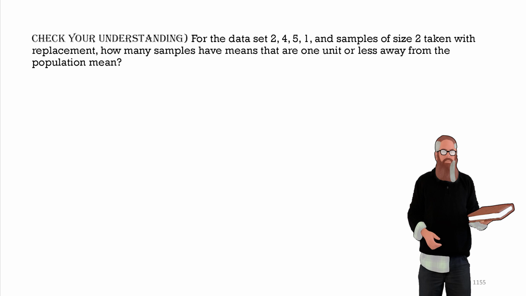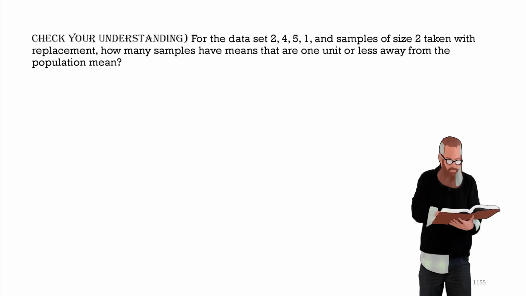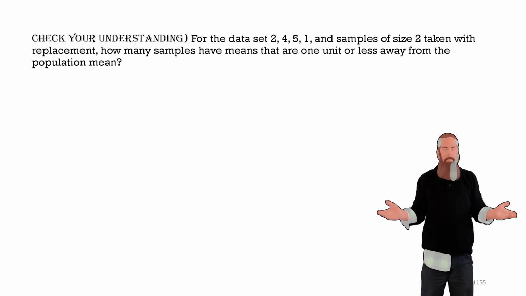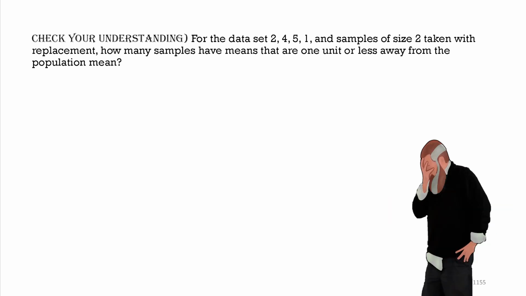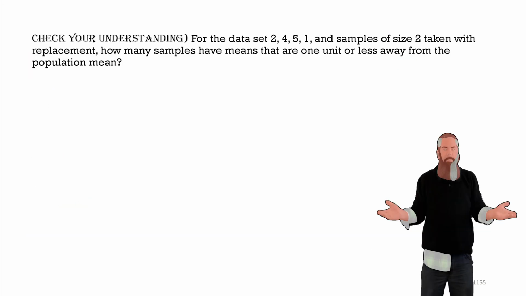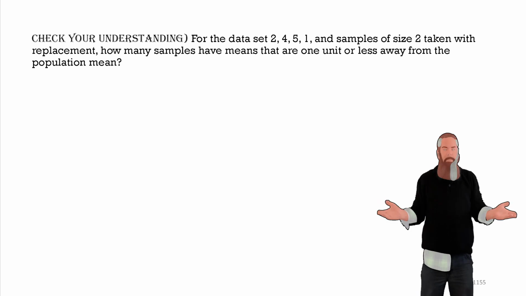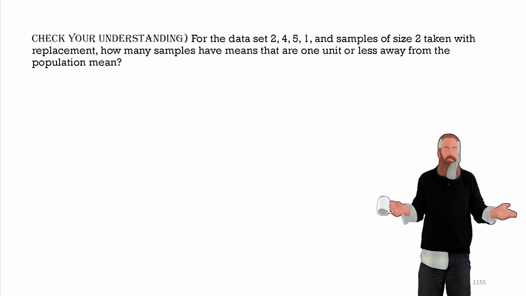Let's check our understanding. For dataset 2451, with a sample size of 2 taken with replacement, how many samples have a mean that is 1 unit or less away from the population mean? 10 of the possible 16 samples taken with replacement have means within 1 unit of the population mean of 3.